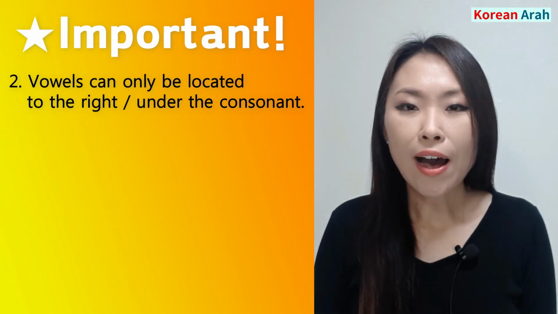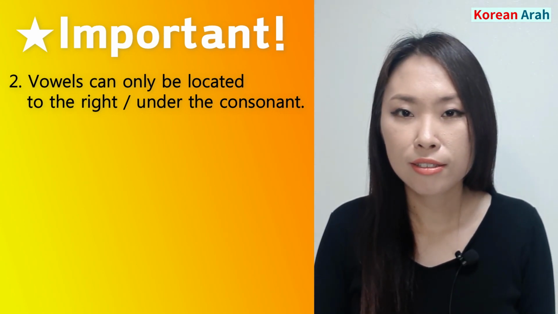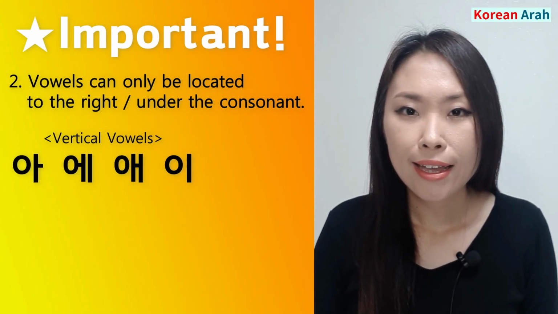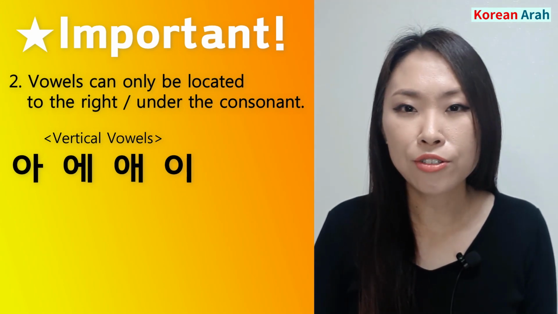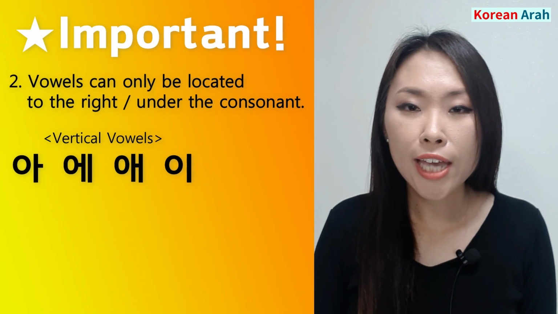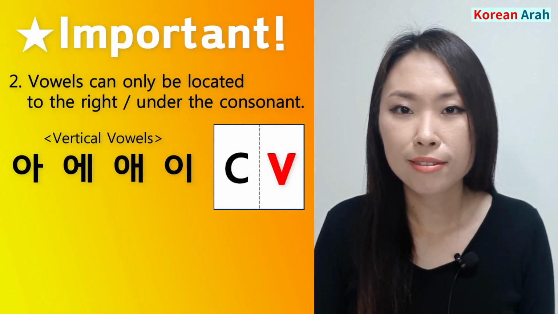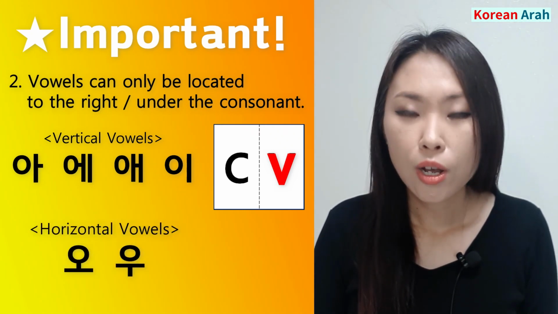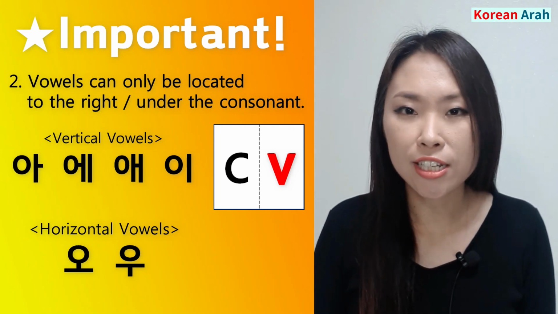Second, vowels can only be located to the right of the consonant or under the consonant. For example, a, ae, i are vertical vowels, so they are located to the right of the consonant like this. And o, u are horizontal vowels, so they are located under the consonant like this.